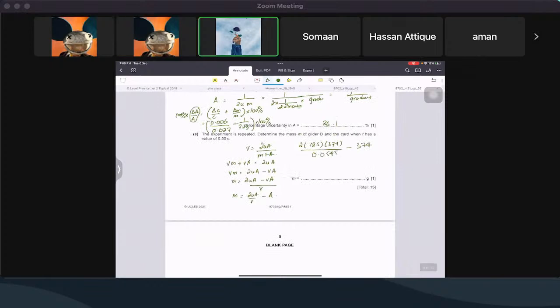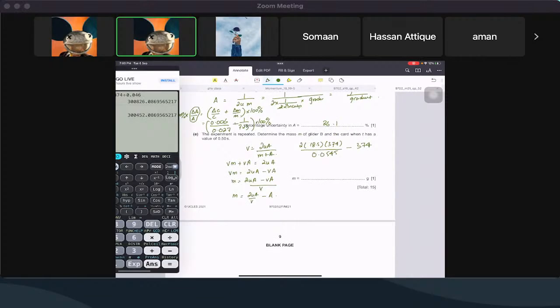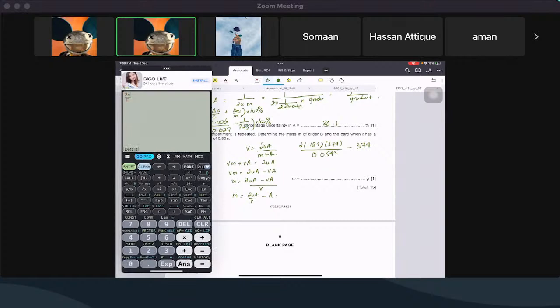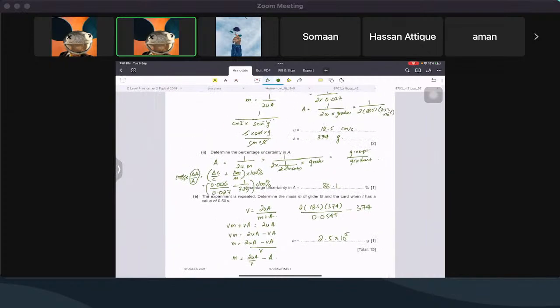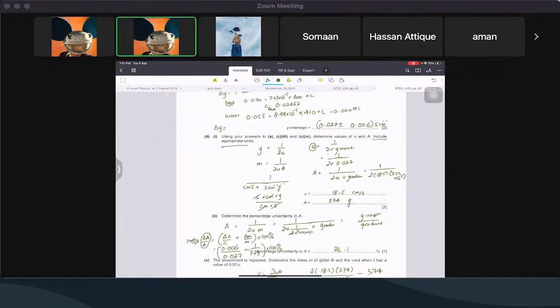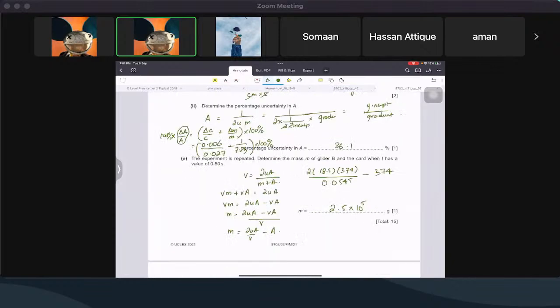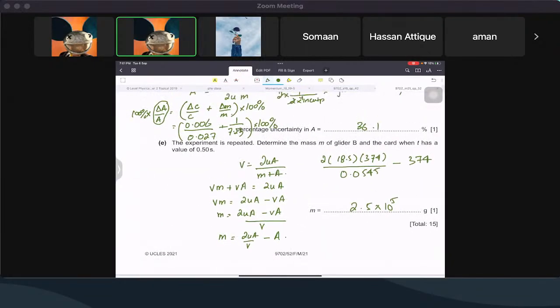Okay, so now, can you repeat what you did, please? Yeah, I'll do that. Just let me find this. I will explain it to you. 374 divided by 0.0545 minus 374. So this is going to be 2.5 times 10 raised to the power 5 grams. Okay, now let me tell you this. I made this equation. Basically, what I need is to find. No wait.